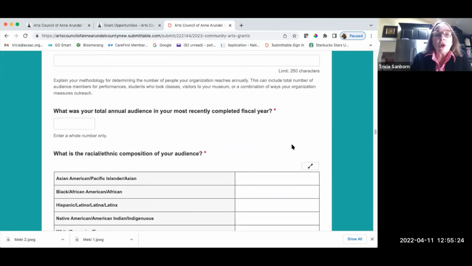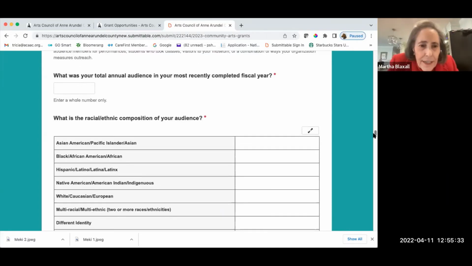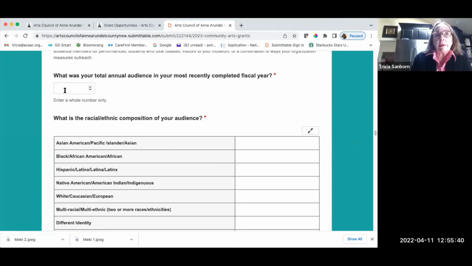What was your total annual audience? Here we want a number. Here you're going to aggregate those numbers. Do you want those answers in percentage or in whole numbers? This needs to be a whole number. How you divvy it up within the methodology question is really up to you, as long as it's understandable and clear and we can take this number and translate it.